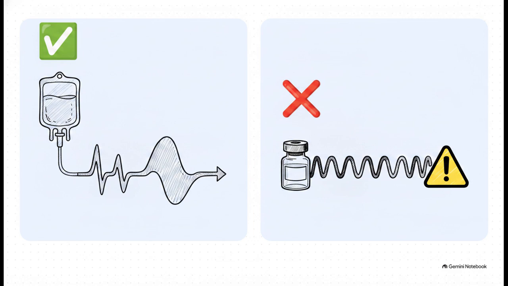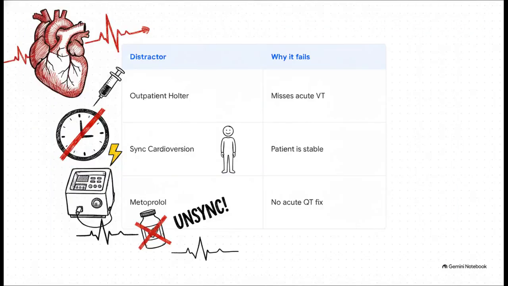Amiodarone is fantastic for monomorphic VT or refractory VF, sure, but it inherently prolongs the QT interval. Giving a QT prolonging drug to a patient who is already in polymorphic VT because of a prolonged QT, that's going to aggravate the arrhythmia, worsen their instability, and potentially be fatal. Let's clean up the rest of these wrong answers.